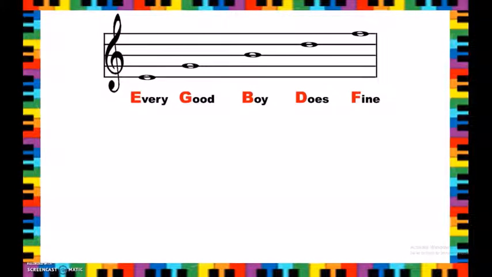Now, in the staff, we have the acronym for the lines. We have every good boy does fine. First line is every, second line good, third line is boy, fourth line is does, and fifth line is fine. The first letter of the acronym is the letter name. E, G, B, D, F. Every good boy does fine.